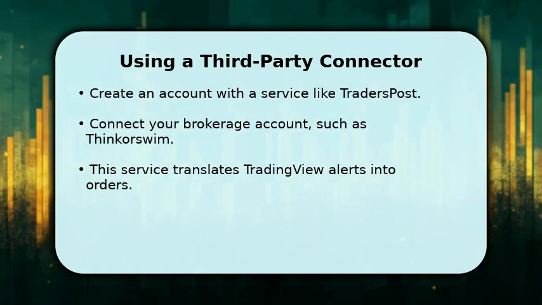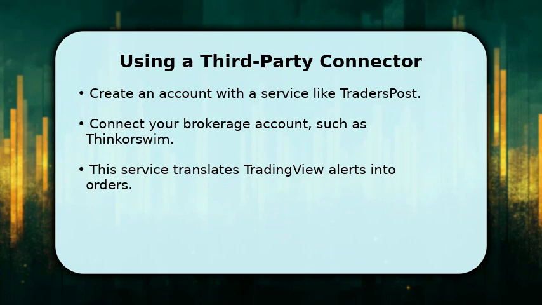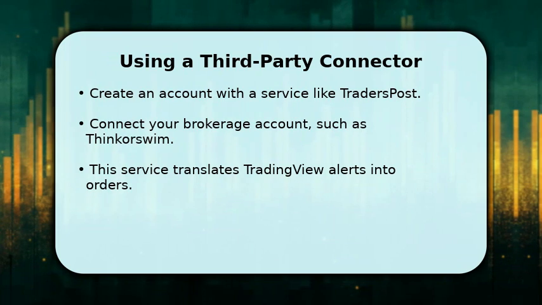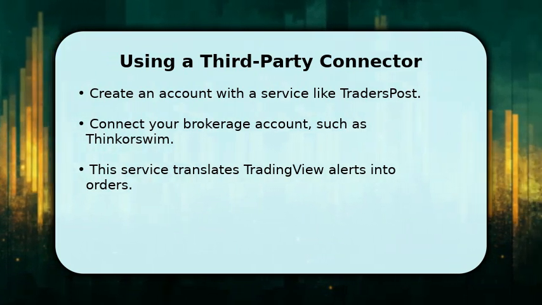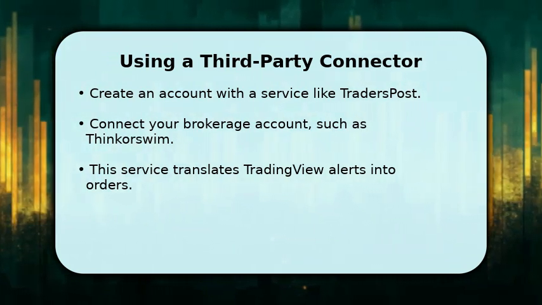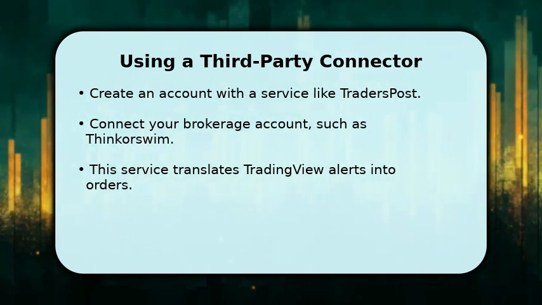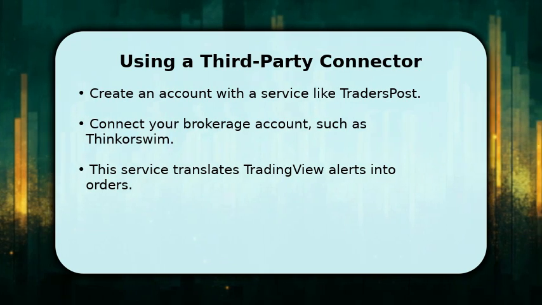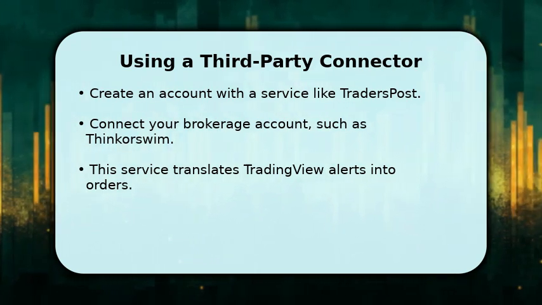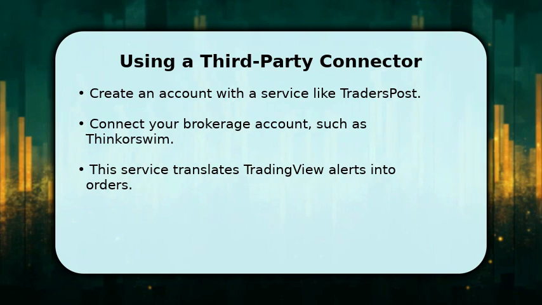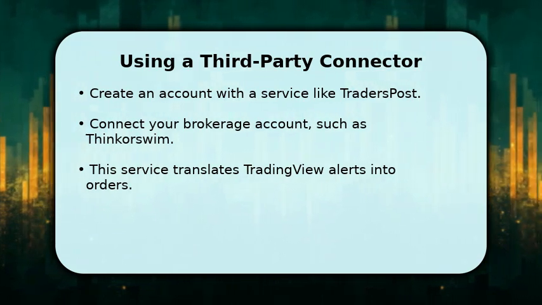Since direct integration isn't an option, a popular method involves using a third-party connector. Services like Traders Post act as a crucial bridge. First, you'll need to set up an account with such a service. Then, connect your brokerage account like Thinkorswim to this platform. This intermediary will then process alerts from TradingView, converting them into executable orders on your brokerage account.